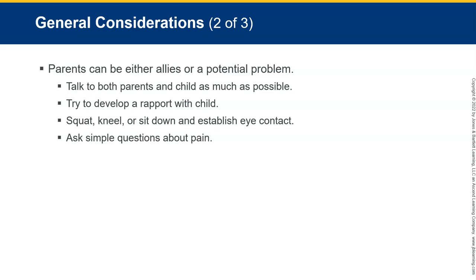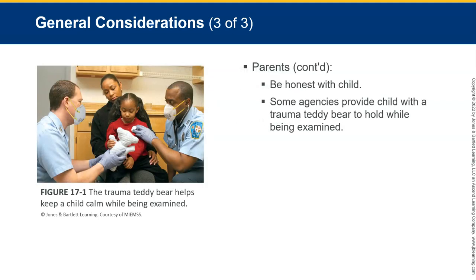We want to make sure to try to develop a rapport with these patients, obviously with mom and dad, but with the child as well. If they're at the age of being able to understand things and process information, make sure you introduce yourself. Make sure you use the child's name. We want to squat, kneel, or even sit down so we can establish some eye contact, so you're not standing over them as a position of authority. And make sure that we ask some simple questions that they're going to be able to understand.